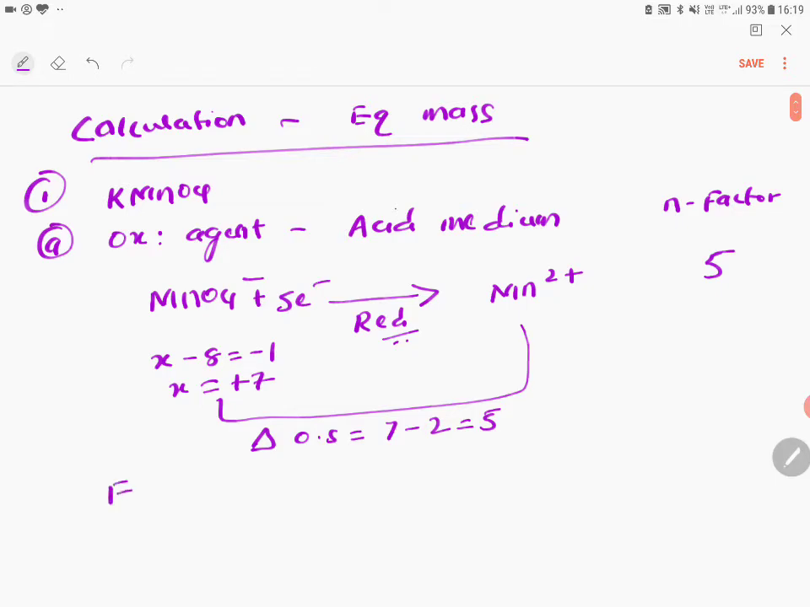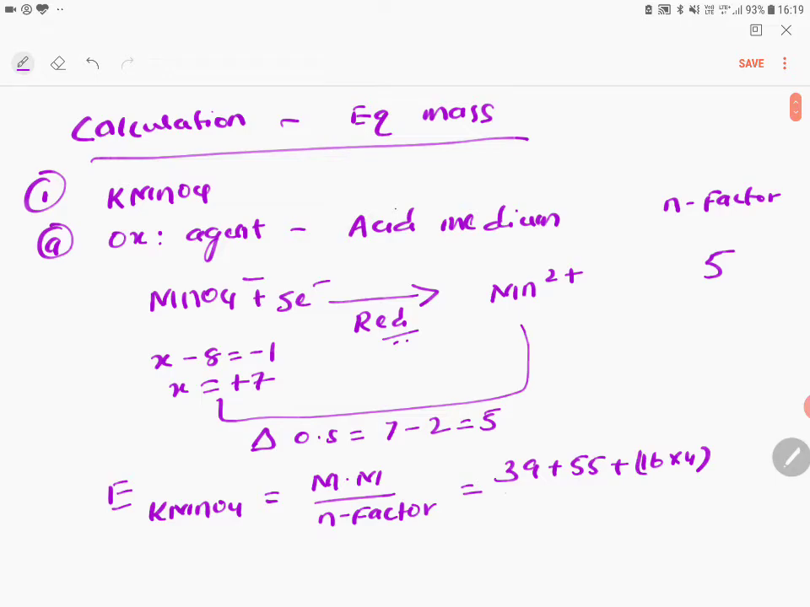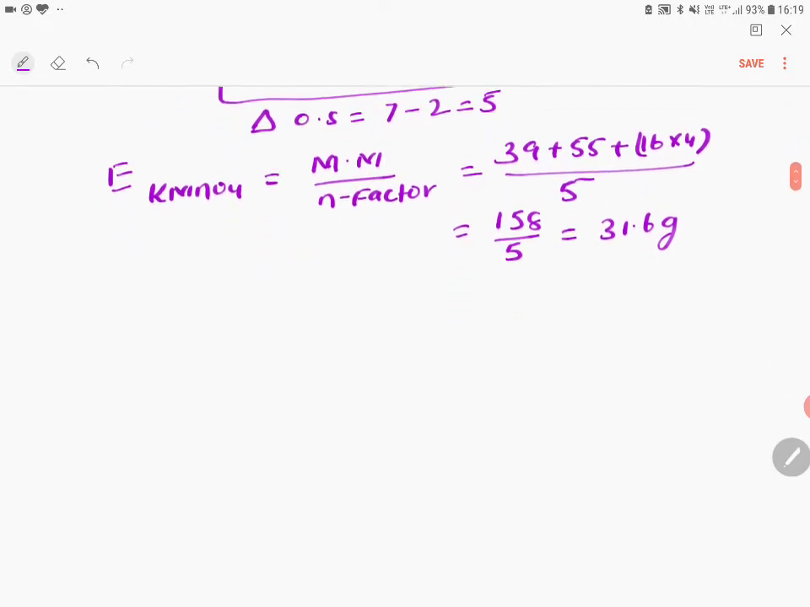Now the equivalent mass of KMnO4 is equal to molar mass divided by n factor. I hope all of you know how to calculate the molar mass of potassium permanganate. So 39 for potassium, 55 for manganese, and for oxygen 16 into 4, divided by 5, which is equal to 158 divided by 5, which is equal to 31.6 grams. Therefore, the equivalent mass of permanganate in acid medium is 31.6 grams.